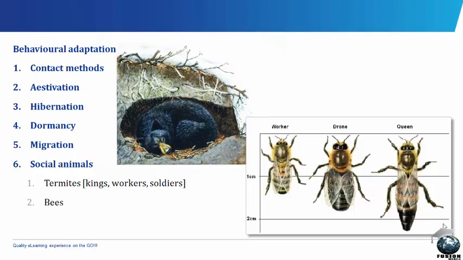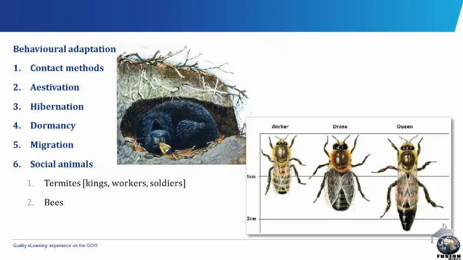Behavior among groups include the following. 1. Contact methods. 2. Estivation. 3. Hibernation. 4. Dormancy. 5. Migration. 6. Social animals. Social animals include A. Termites and B. Bees. For the contact methods, each and every animal has a peculiar or characteristic mode of making a contact note. Example: toads croak, some birds coo.